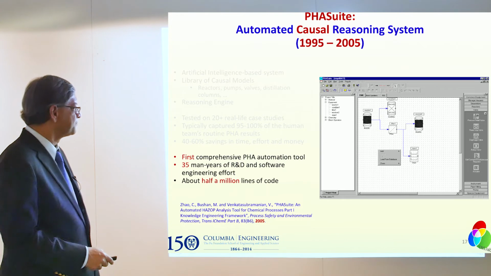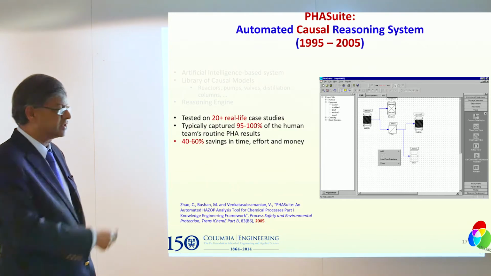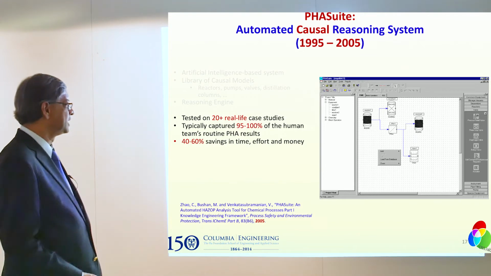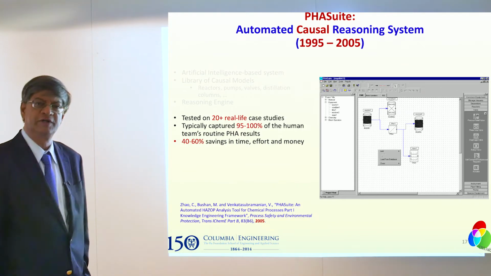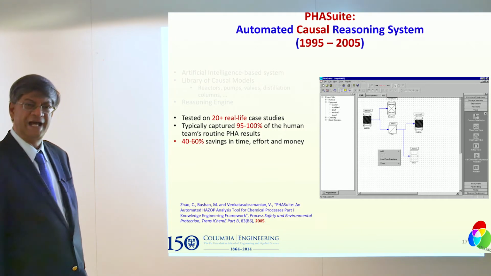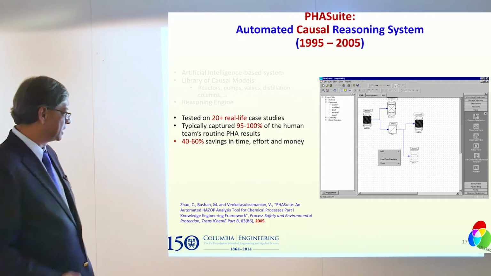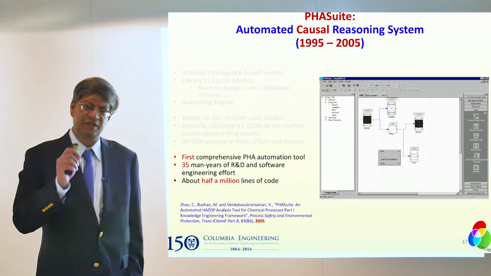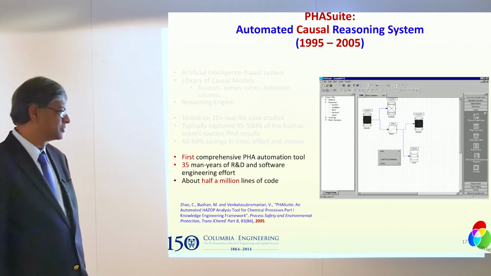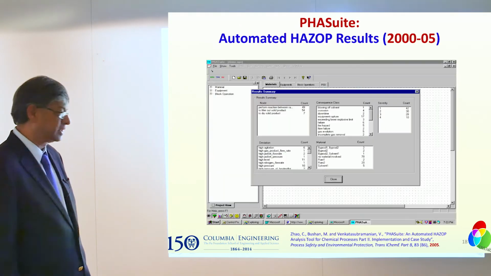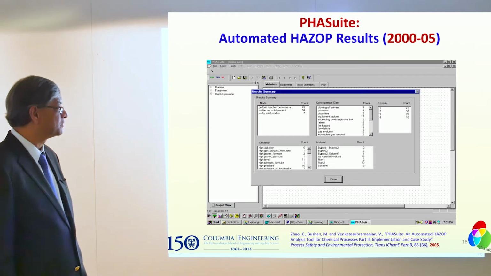And we tested it on 20 real-life case studies, including pharmaceutical applications, and it typically captured about 95 to 100% of the human team's response, but typically in half the time and effort and money. And it was the first comprehensive PHA automation tool that was developed using AI, had about 35 man-years of R&D and software engineering effort, and about 500,000 lines of code.